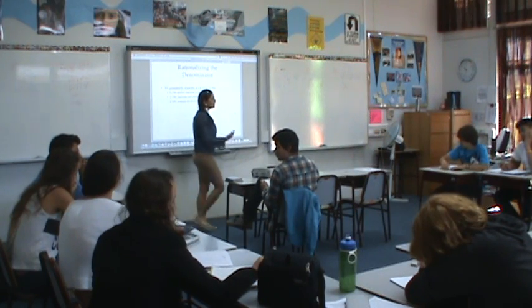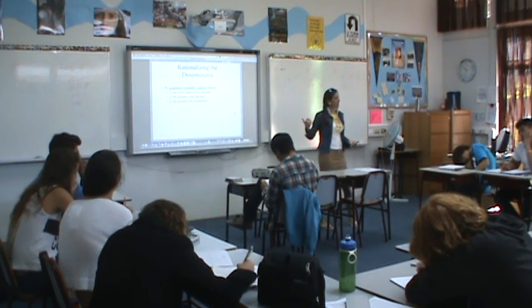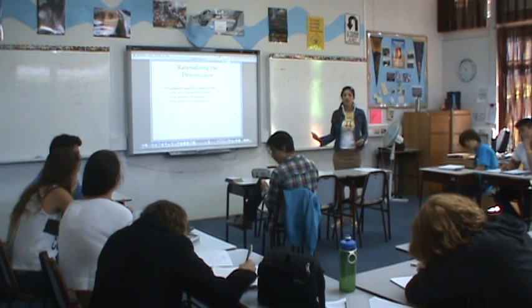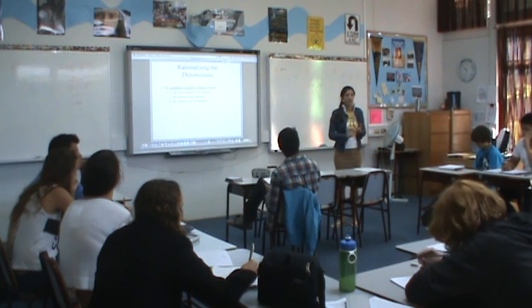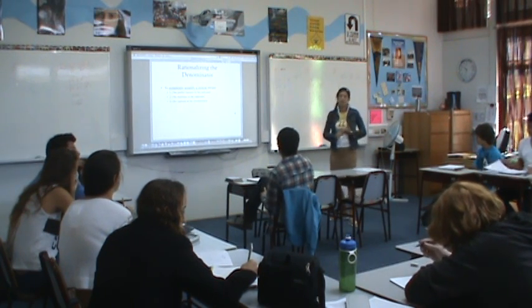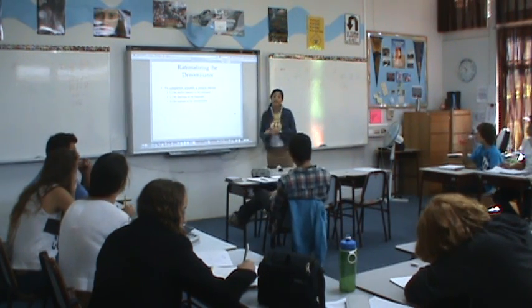Simplify. So when you think you're done with the problem, always check these 3 requirements. Are there any perfect squares left in the radicand? Are there any fractions in the radicand? Or do you have any radicals in the denominator? And if you say yes to any of those, you're not done.